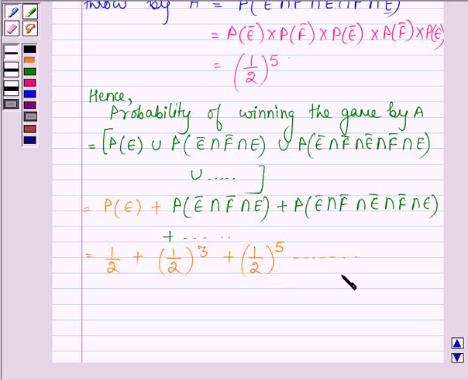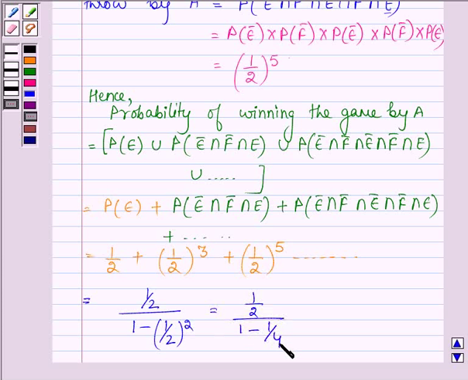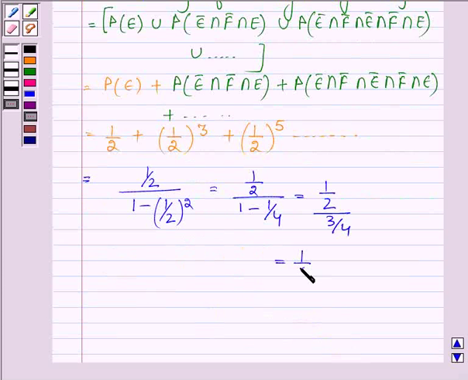Now this is a geometric progression. So solving it, this is equal to half divided by 1 minus half raised to the power 2, and this is equal to half divided by 1 minus 1 by 4, and this gives half divided by 3 by 4, which is equal to half into 4 by 3. So we have 2 by 3. So probability that A wins the game is 2 by 3.